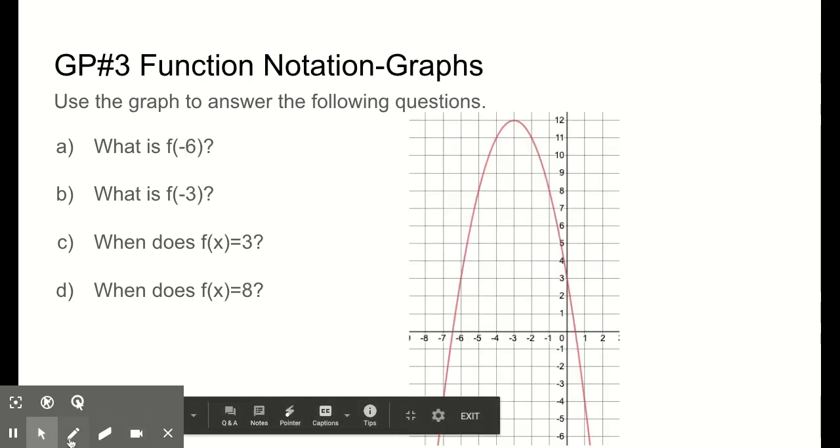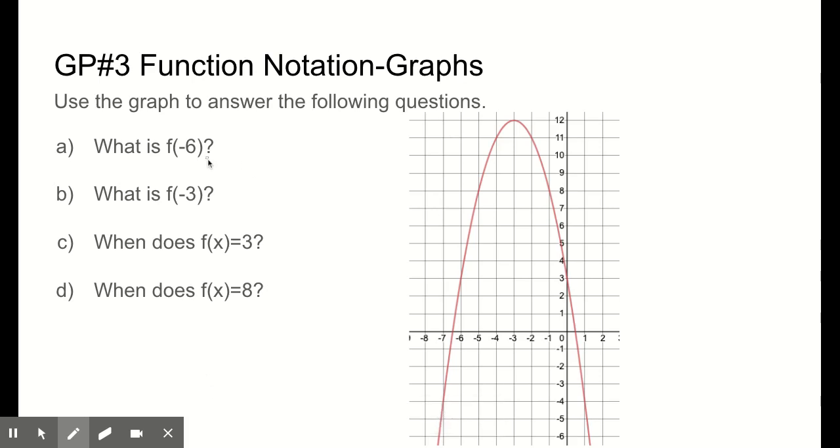All right, looking at the graph, we're now going to make those determinations. So here, again, we're given the input value. So we're given an x value of -6. What is f of -6? So we're looking for the output value or the y value of the function when x is -6.